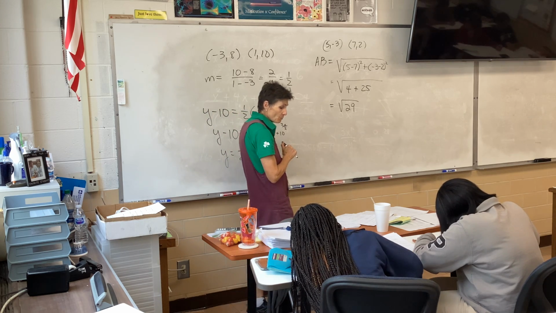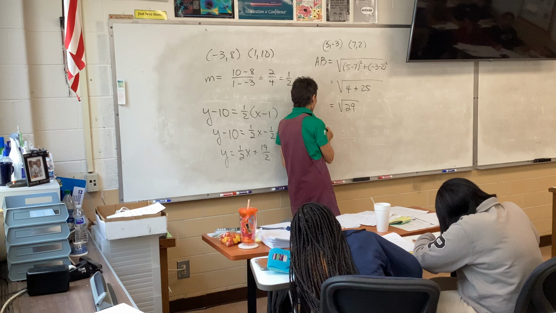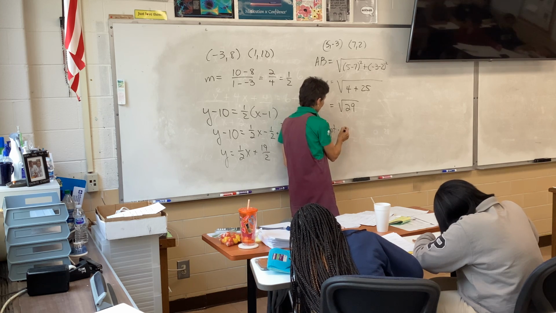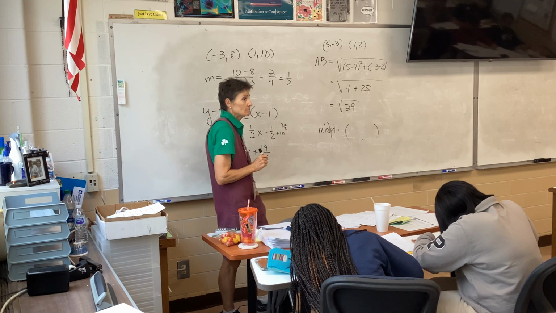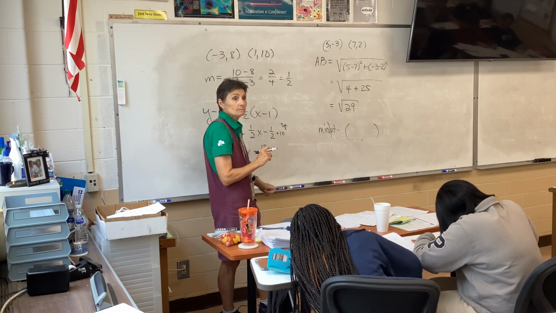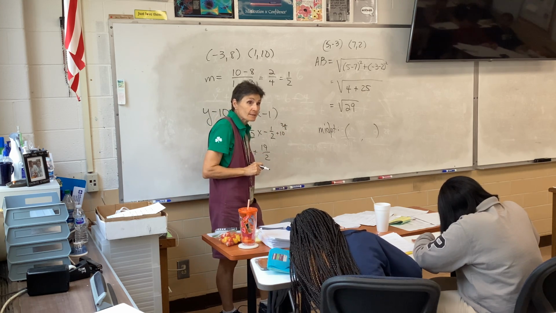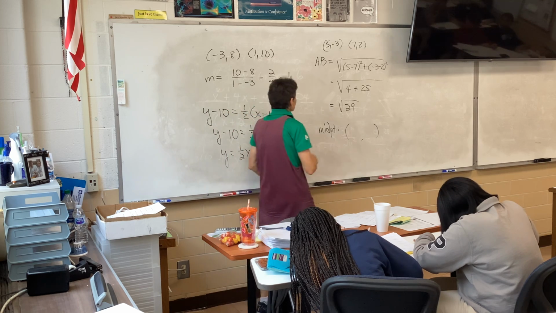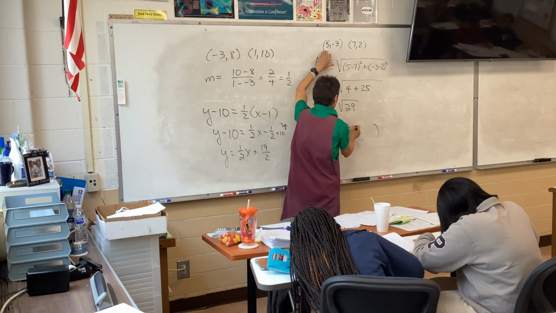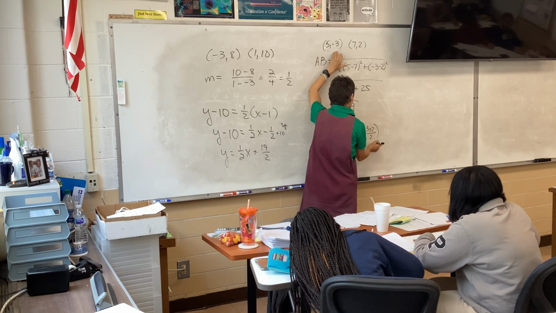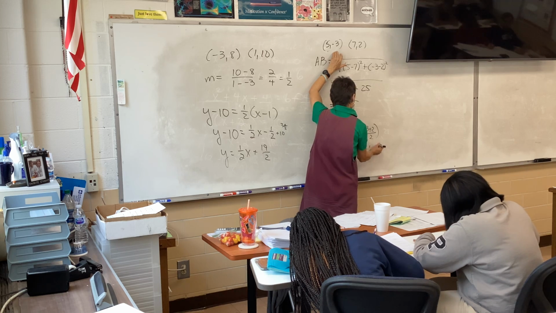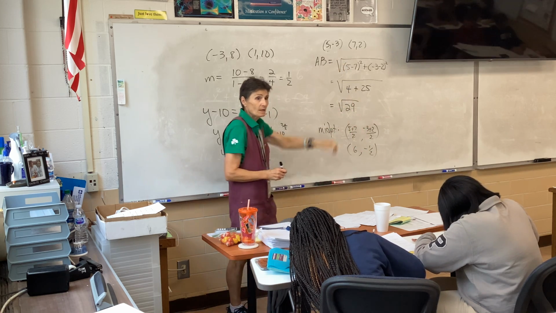All right, and then we've got midpoint. Okay, how do we do midpoint? Exactly, we average them. Take your x's and add them together. 5 plus 7 divided by 2. So that's 6. And then negative 3 plus 2 divided by 2, what is that? Negative 1/2? Yep. And there's your midpoint.